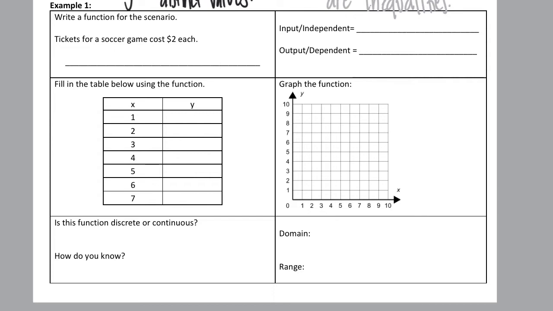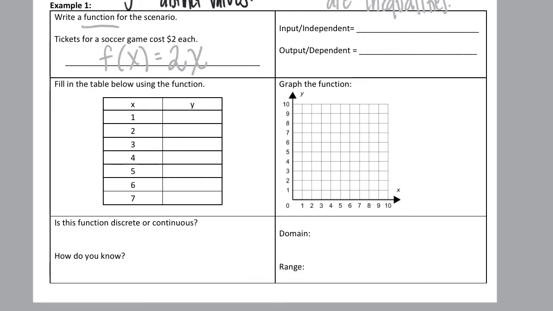In the example beneath those graphs, you'll see a little word problem that we're going to work through. Very basic. We're given this scenario. Tickets for a soccer game cost $2 each. We're going to write a function to describe this scenario. So if we want to find the cost of the soccer game, f of x, or how much money is going to be made at the soccer game, it's going to be 2 times the number of tickets that are bought. So our function is f of x equals 2x.